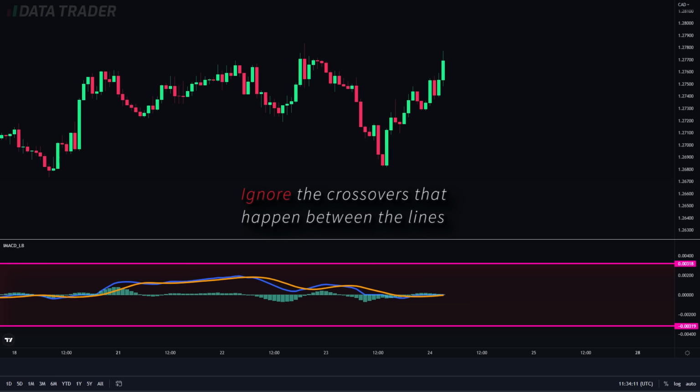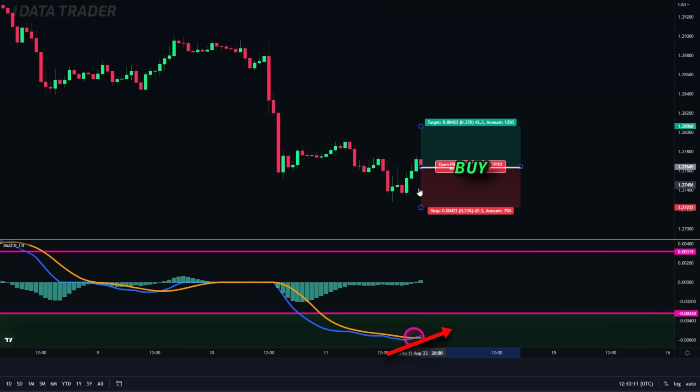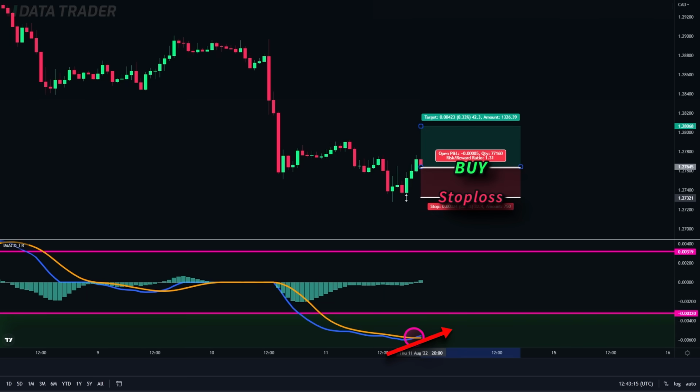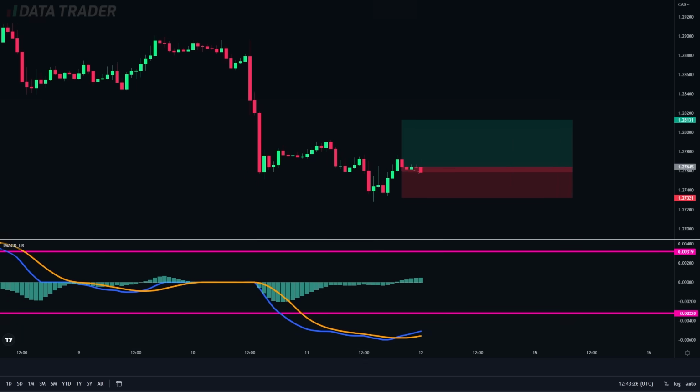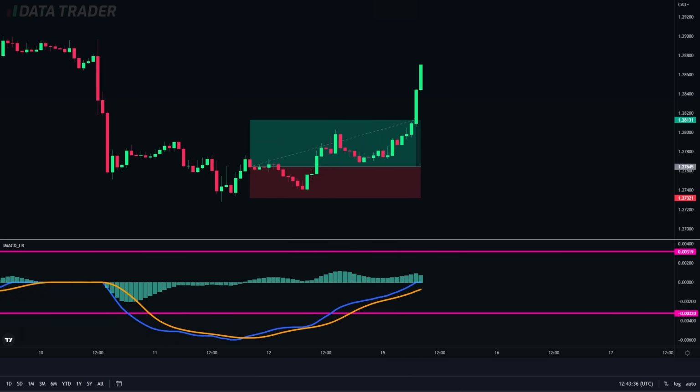So let's look at a couple of examples. So in this setup, we spotted a crossover upwards on the MACD while the crossover is happening below the oversold line, indicating that the price is on an upwards momentum while being oversold. And so this will be a valid buy position. Next, for your risk management, you can set a stop loss below the nearest swing low and a profit target at 1.5 times your stop loss. And as you can see, this trade ended up being profitable.